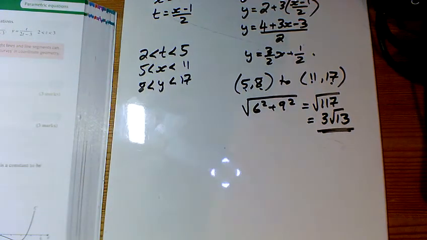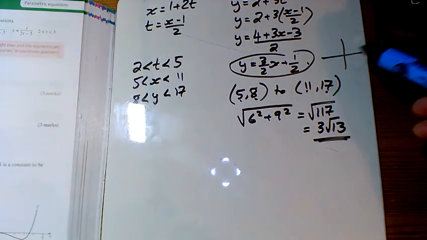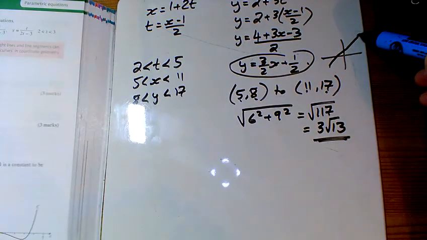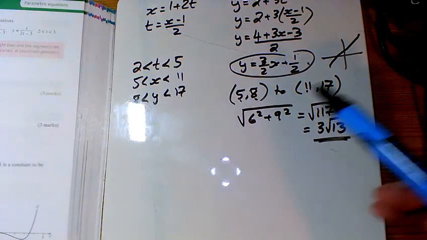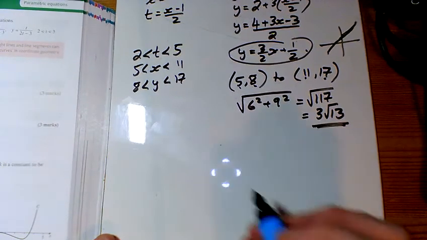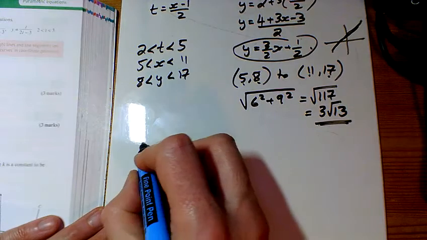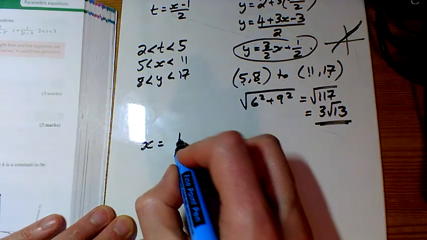Notice there's some terminology here, isn't there? This is a line, and lines continue on forever. But this is a line segment because we've only got one little part of it. Right, so now we're going to do the other part. And with the fractions, this is going to be a bit more interesting, isn't it?